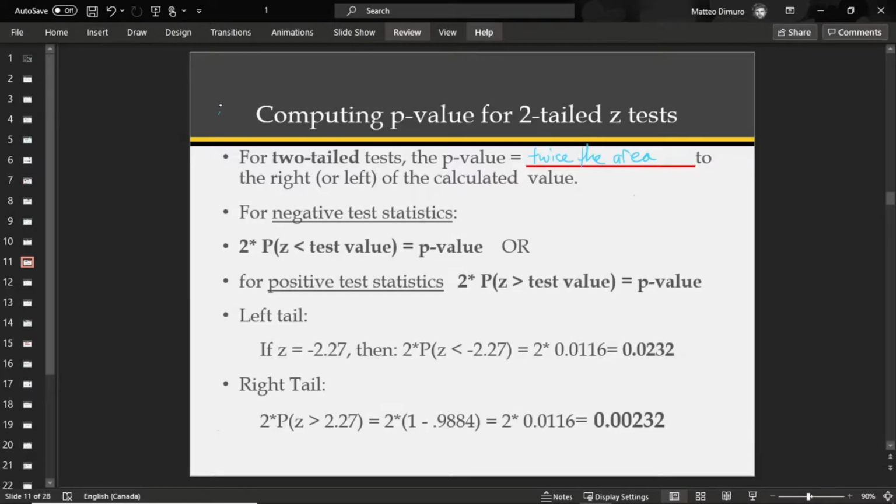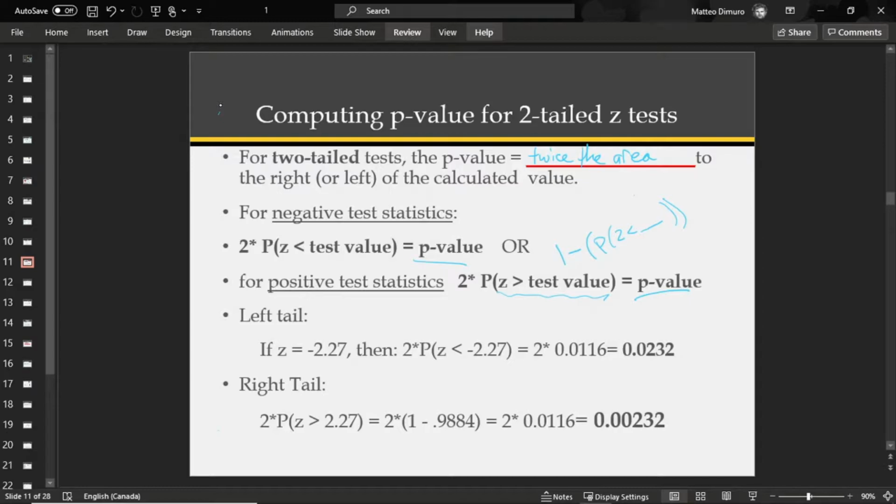So for example, if you have a negative test statistic, basically a left-tailed test, right? Then you're going to go 2 times the probability that z is less than whatever that test value is, and that's your p-value. For a positive test statistic, it's virtually the same. It's just 2 times the probability that z is greater than that test value, right? You're going to have to go 1 minus whatever probability you find for z less than that value, just like on the last slide, and that's your p-value.